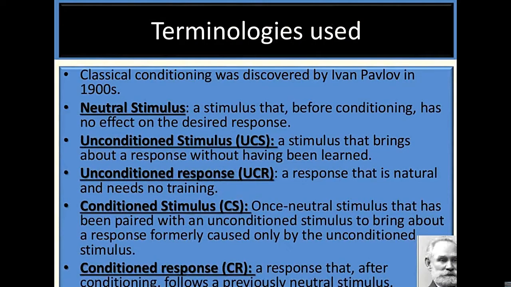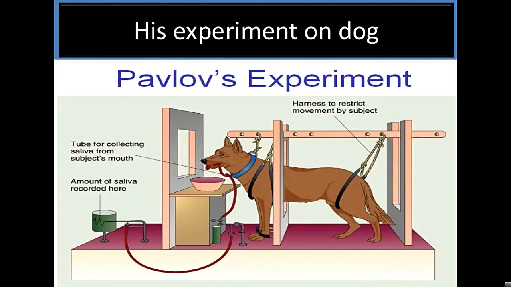Terminologies used. Classical conditioning was discovered by Ivan Pavlov in 1900s. Neutral stimulus, unconditioned stimulus, unconditioned response, conditioned stimulus, conditioned response. The experiment on a dog by Pavlov.